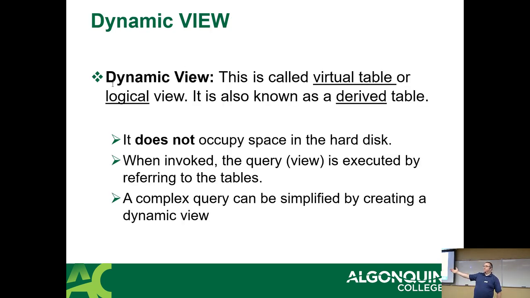So the dynamic view, which I just finished discussing before, is known as a virtual table. Some people will call it a derived table. Do you notice these words look very similar to when you're using a subquery in the from clause? Because they basically do the exact same thing.